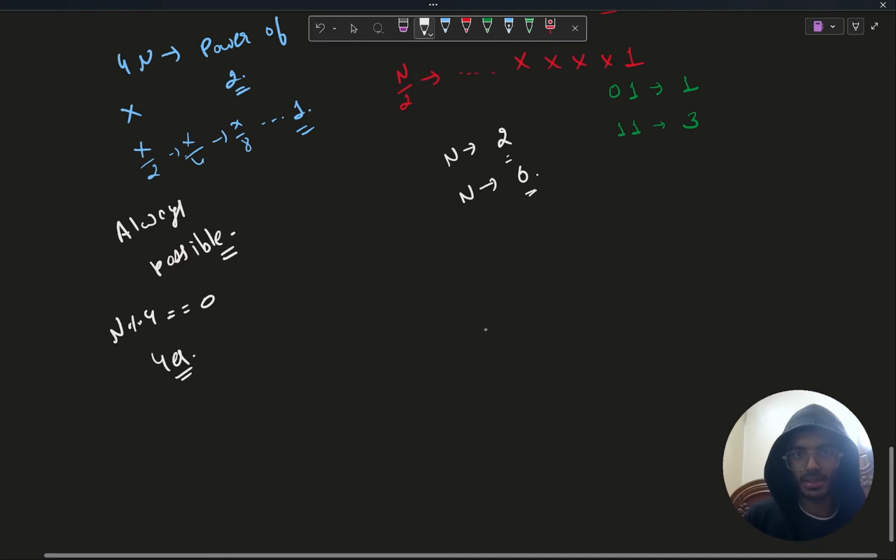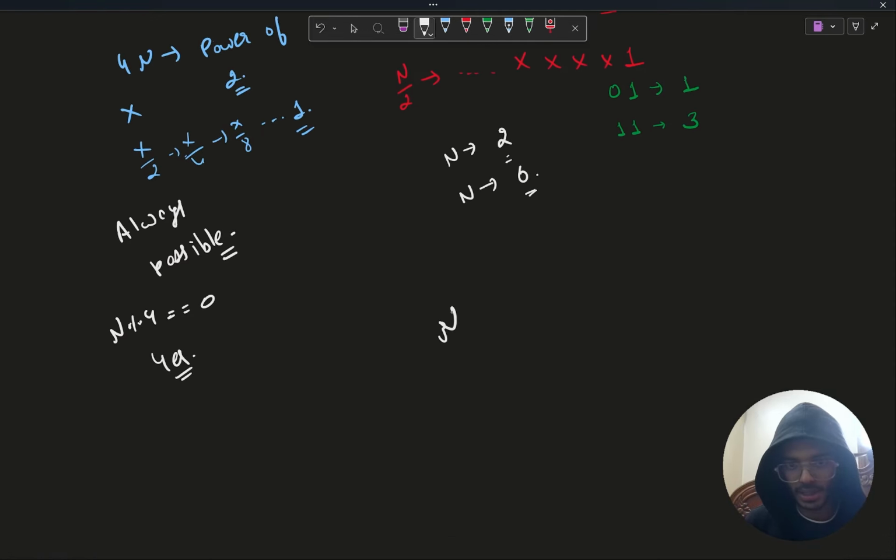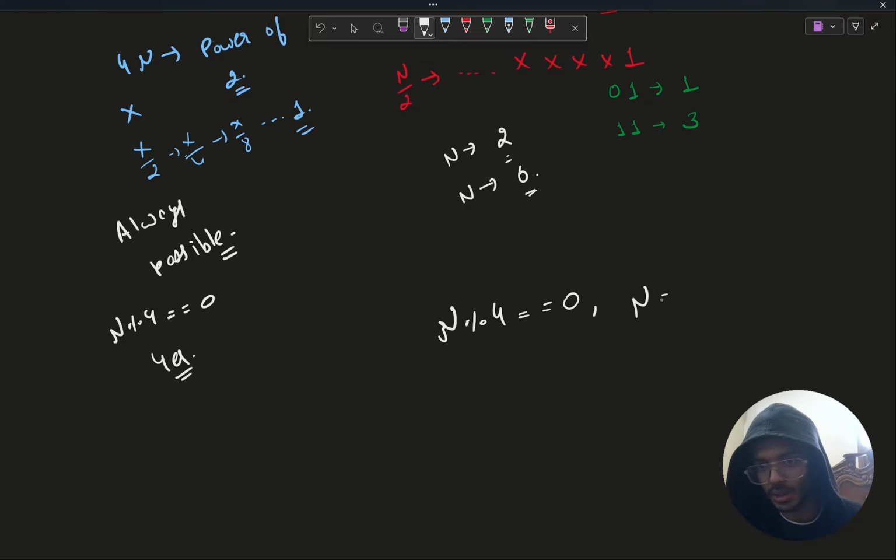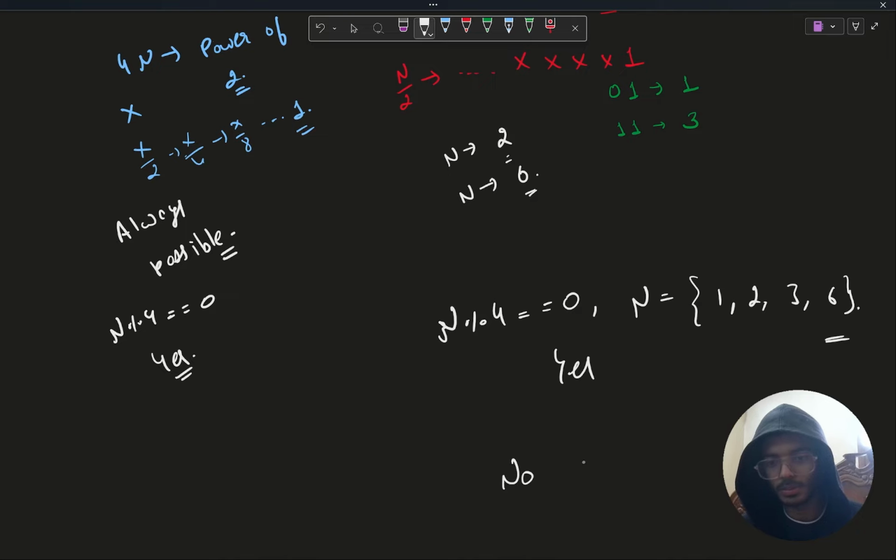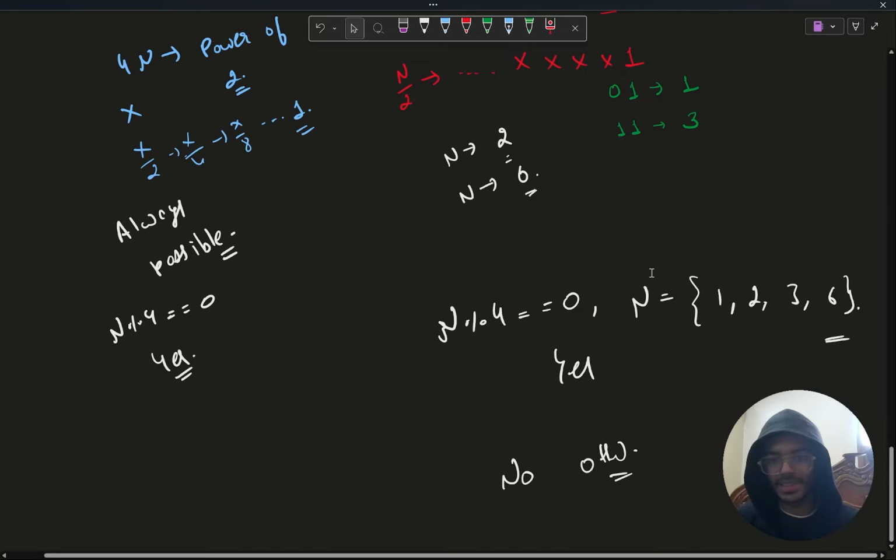So just to summarize, the answer would be yes if and only if n is a multiple of 4 or n is equal to any of 1, 2, 3 and 6. Right, otherwise the answer is no. Right, and that's pretty much the whole solution. And we can easily compute this in constant time and just print the answer for each test case. So the time complexity of the overall solution would be constant.